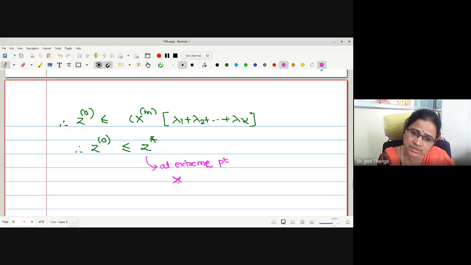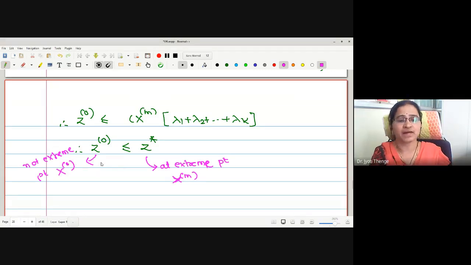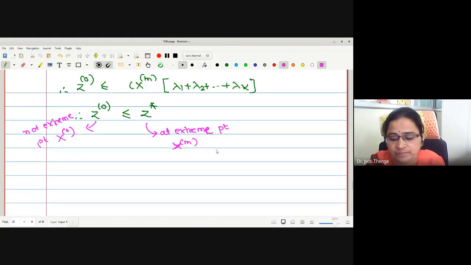Say xm we have written. And this value is obtained at a non-extreme point X0. And we have proved the relation: the value of the objective function at a non-extreme point is less than or equal to the value of the objective function at an extreme point. So what should be my conclusion? The optimum value is obtained at the extreme points only. Correct? Any doubt up to this? No, ma'am.